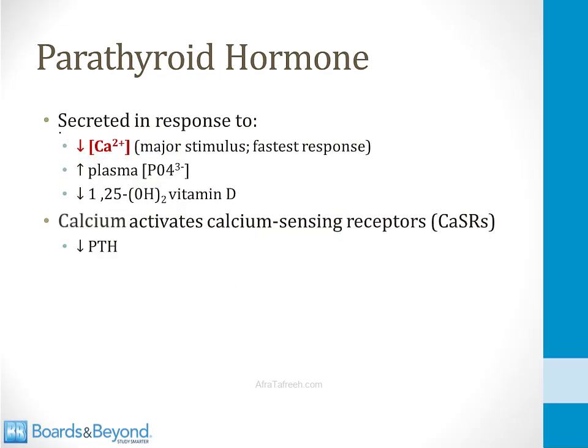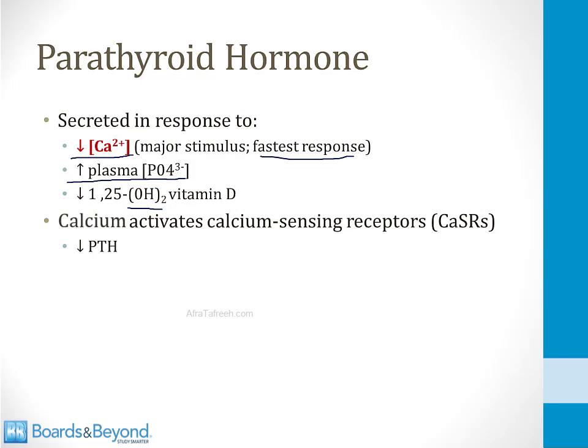There are several different triggers that can lead to the release of parathyroid hormone from the parathyroid glands. The major stimulus for secretion of parathyroid hormone is a low level of calcium in the plasma. This elicits the fastest response from the parathyroid gland. You can also see a rise in the level of parathyroid hormone in response to high plasma levels of phosphate and also to low levels of 1,25-hydroxy vitamin D, which is the active form of vitamin D.